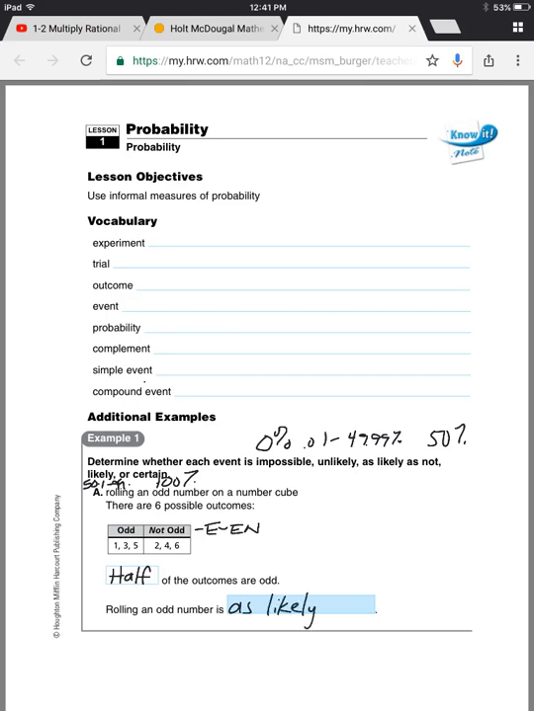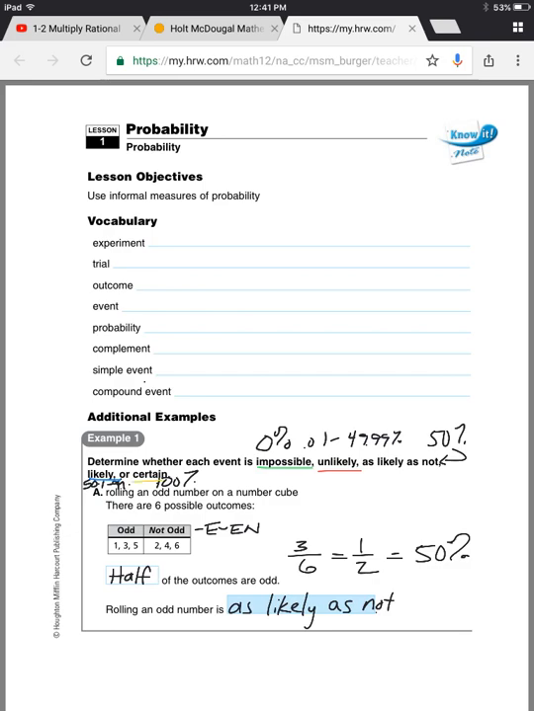As likely as not, because it's 3 out of 6 chances, which is 1/2, and 1/2 equals 50%, and we said above that 50% was as likely as not. So if you put each one into a fraction, if it's below 50% or below 1/2, it would be unlikely. If it's above 50% but not 100, it would be likely. If it was 0%, it would be impossible, and if it was 100%, it would be certain.